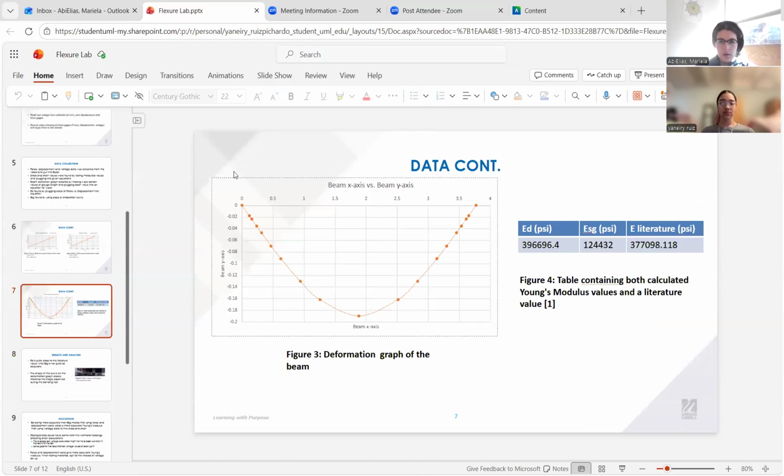This graph right here is supposed to represent the beam's deflection or deformation while it was under the maximum load. So for the first half of the values, we just took the gauge length and took fractions of it and plotted it. And then we did the same for the other side. And this table on the right contains both of our Young's modulus values, and the right column contains a reference value from a source online that we compared each value to.